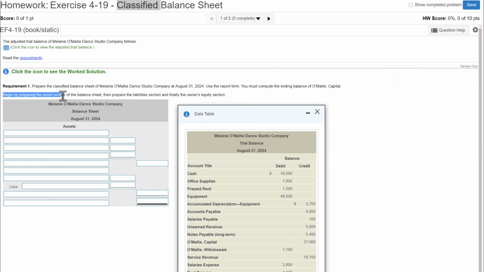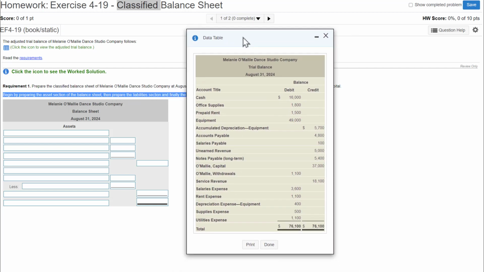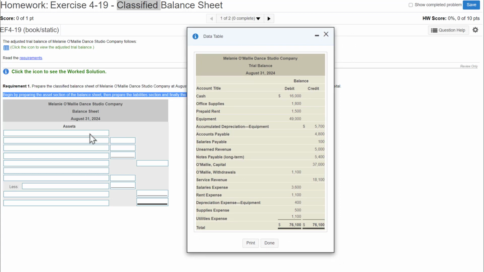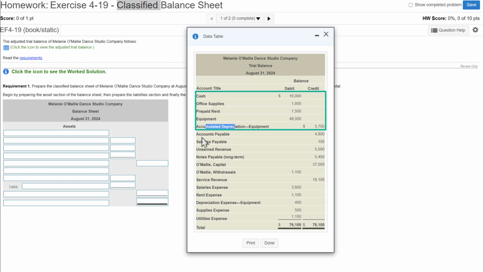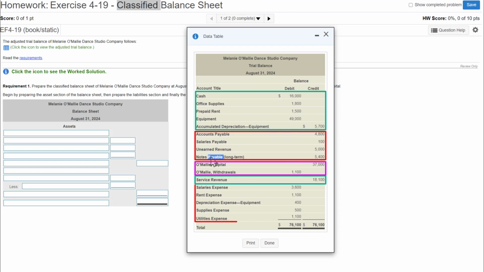Begin by preparing the asset section for the balance sheet, then prepare the liability section, and then finally the owner's equity section. All right. So notice our trial balance as always is organized by account: assets first, including the contra asset, liabilities, and then capital, draws, revenues, and expenses. So we can go in this order.